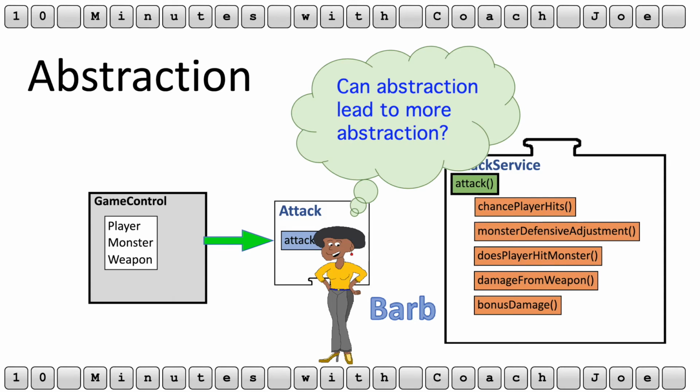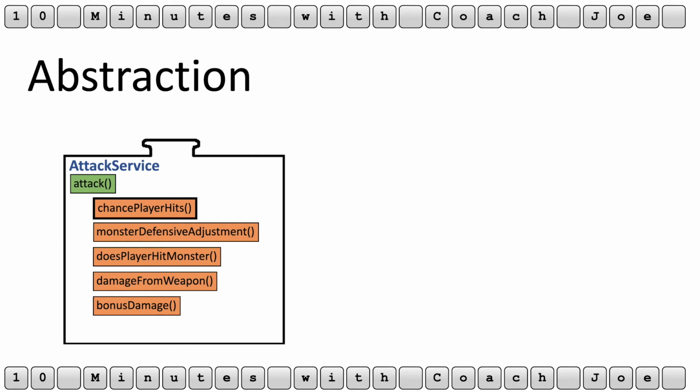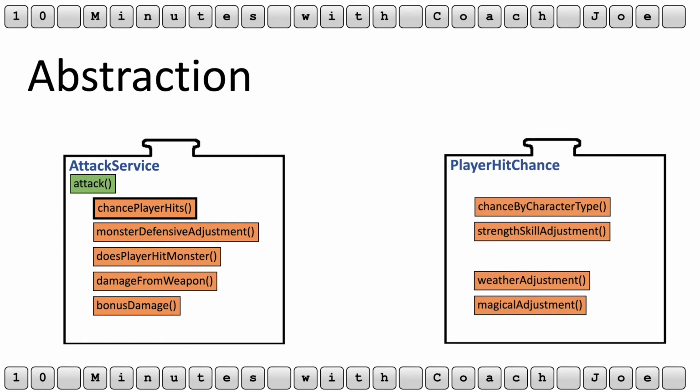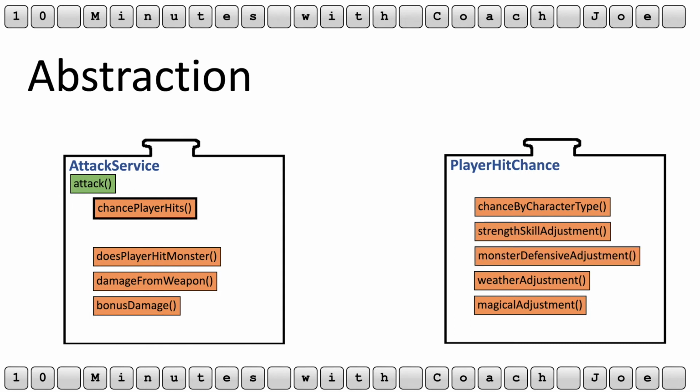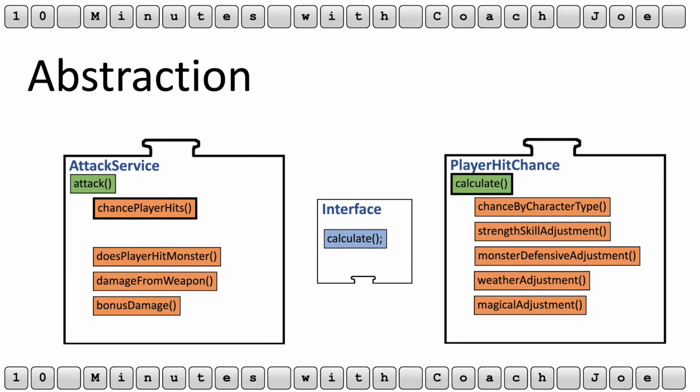Yes, there can be many layers of abstraction. For example, in the attack process there was a method that determines the chance the player hits the monster. There could be several methods called from another class like these. Some methods from the attack service could be moved to the new class. The chance player hits method could call a simple calculate abstract method from an interface. This abstract method could be implemented by the player hit chance class where these 5 methods are called and processed. Again, the idea is to create a simple method call and abstract away the complexity. There can be many layers of abstraction as needed.